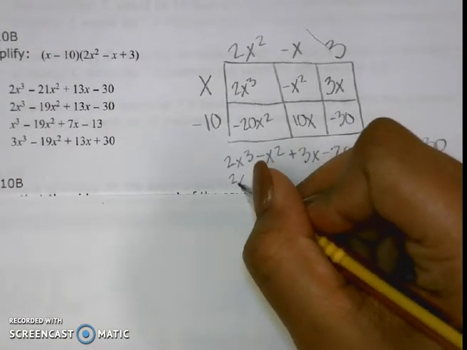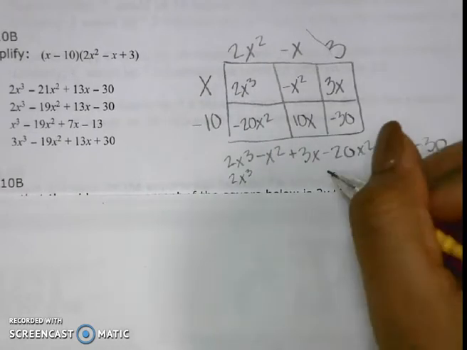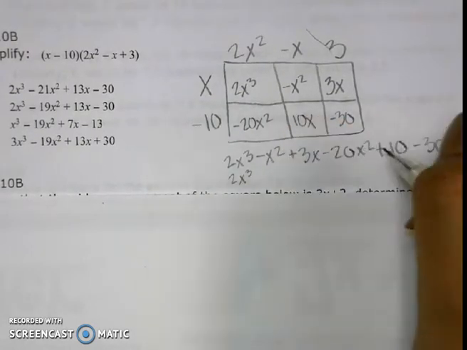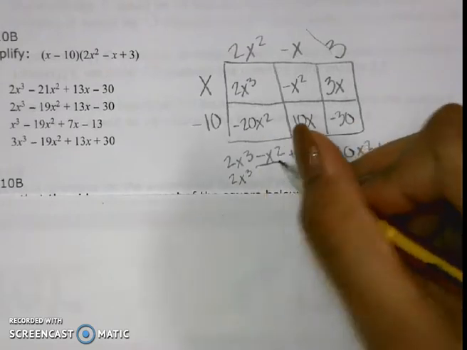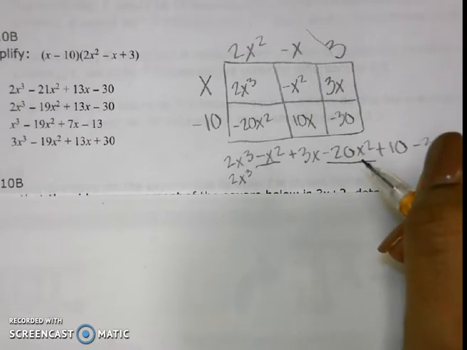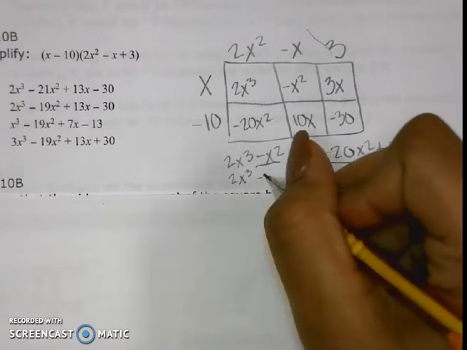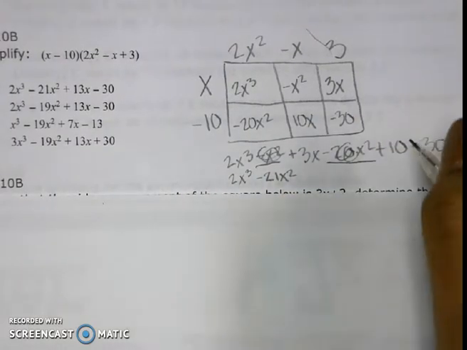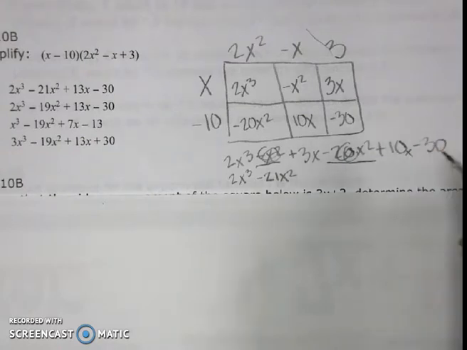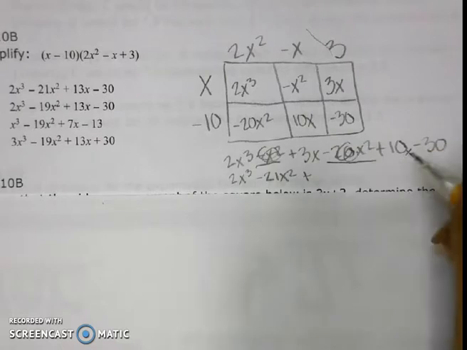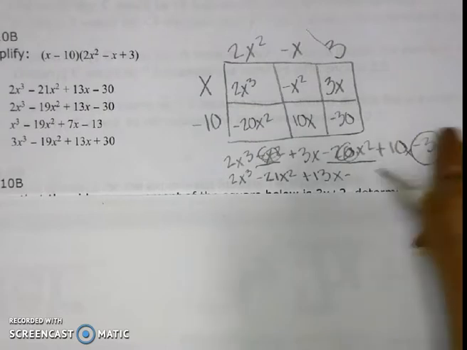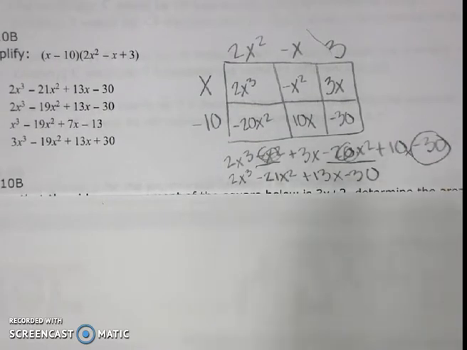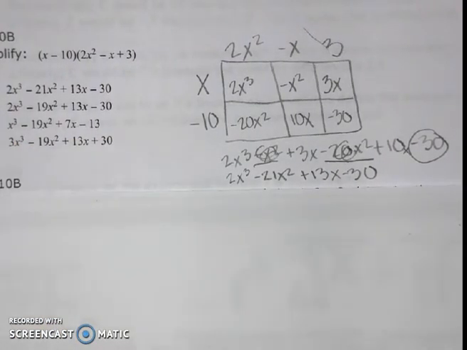So we're going to stay with the 2x to the 3rd power. And then we're going to take our negative x squared, and we have another x squared right here. So that's going to turn into a negative 21x squared. And we're going to cross these out. And then we have another x, so we're going to combine those to make a 13x. And then our last is just a regular number, no exponent, and then that's going to be at the end. So our answer is A. Perfect. All right, so that was with the box method.